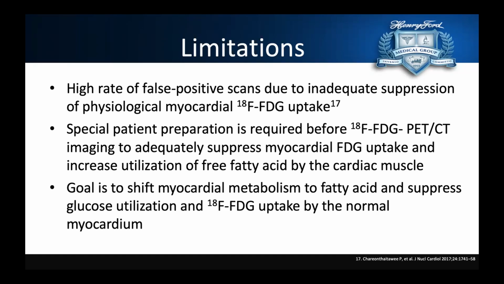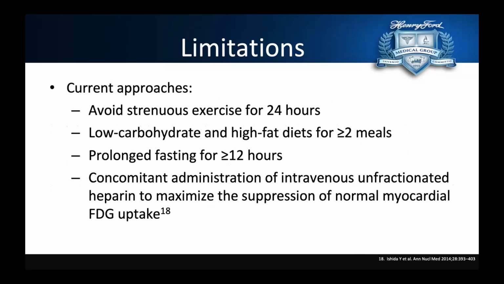Just a little bit of background: normal myocytes utilize glucose as one of their main energy sources. So to suppress this, there are different mechanisms we can use. The current approaches are to avoid strenuous exercise for 24 hours, give the patients a low carb meal and high fat diet, and prolonged fasting for greater than 12 hours. We can also give IV unfractionated heparin, which activates lipoprotein and hepatic lipases. So you increase your plasma free fatty acid levels, and that causes a reduction in the glucose consumption of normal myocytes.